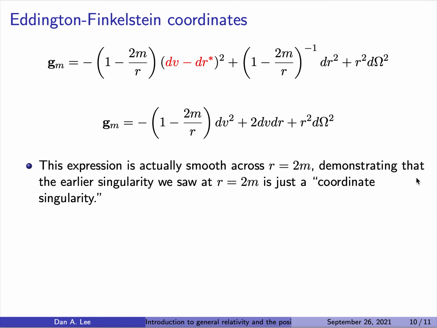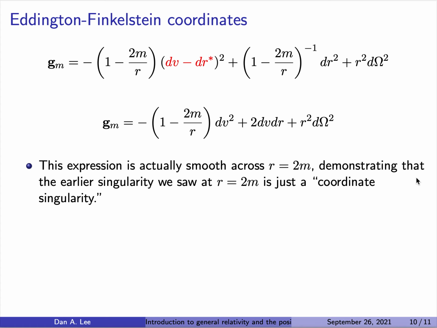But there's something really valuable that we can see here: this expression, unlike the previous one, is actually smooth across r equals 2m. And that demonstrates that the earlier singularity we saw at r equals 2m is just a coordinate singularity. It's not really there. It's just a manifestation of having chosen not-good coordinates there. A simple example would be when you write spherical coordinates for R^3, it looks like it's becoming singular at 0, but of course nothing weird is actually happening at the origin.